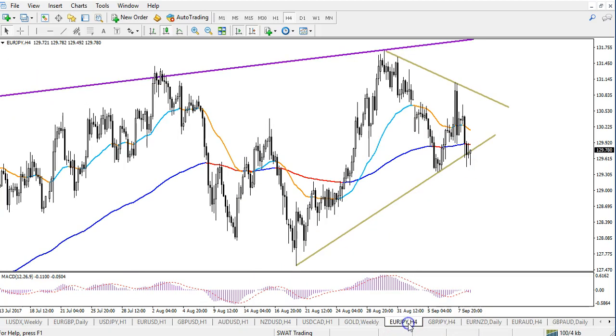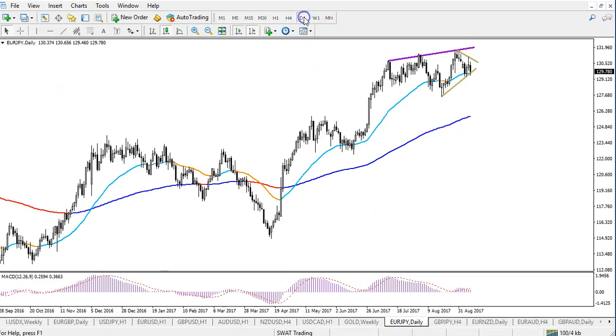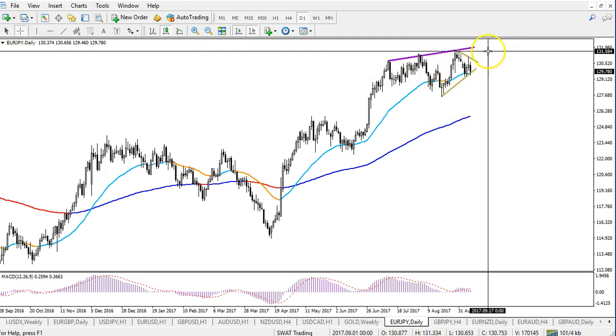So euro yen, pound yen, triangles. I see triangles. I see indecisiveness, indecision. It's got to break out one way or another. If it does break to the downside, right, that's a good zone down to the long-term moving average to about 125. If it does break to the upside, the zone is a bit limited because there's a resistance trend line right there. So there's a small space there.